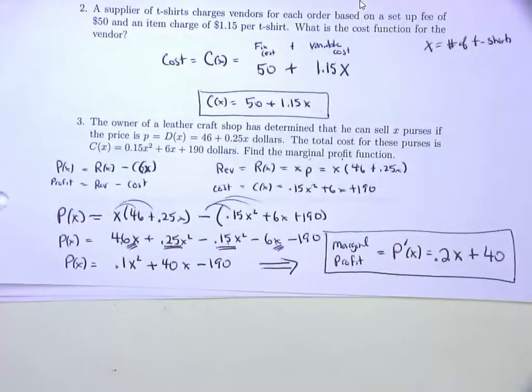Does that make sense? And then, on any kind of test question I give you, let's calculate the marginal profit when x equals 50. Plug in x equals 50, crank out a number, and it'll be dollars per unit that would be your answer. In this case, dollars per purse, because we know the units they're selling here are purses. Does that make sense? All right.